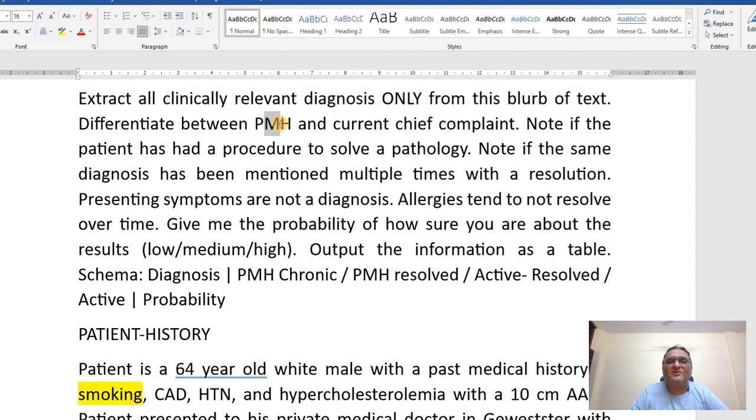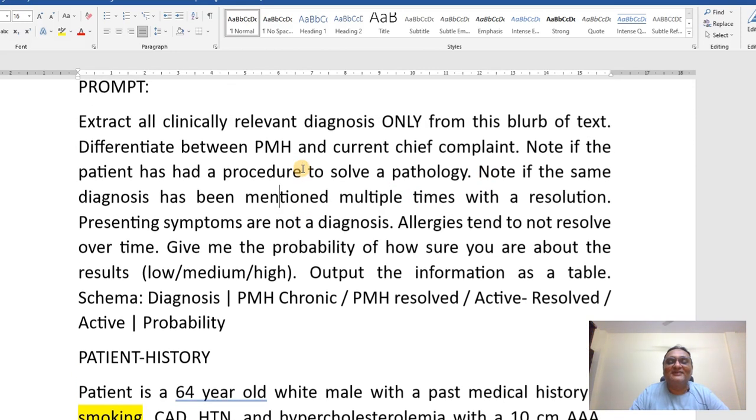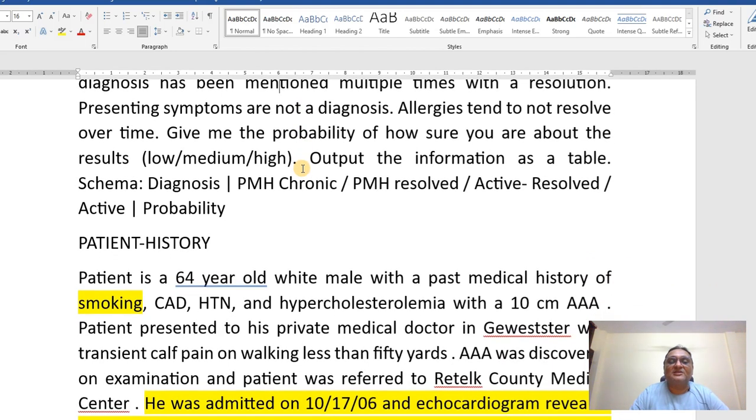So this PMH and all that, they are typical doctors' terminology, and we are using them already, and we are testing whether ChatGPT can understand them or not. That means we are testing whether it can work as an accomplished medical assistant, who can help a doctor to reduce his or her workload. And we want the output information.